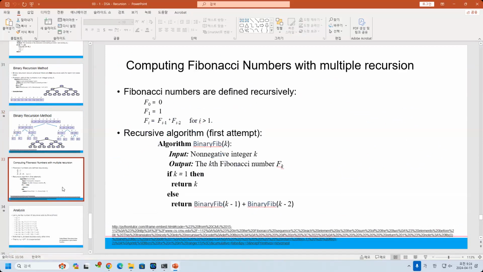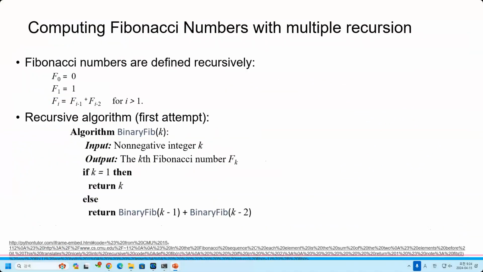In computer programming, I think you know about Fibonacci. Okay, so we also learned about the Fibonacci. In the Fibonacci, we can also make the Fibonacci with binary recursion, or sometimes we can also say multiple recursion. Multiple recursion means there will be more than one recursion.